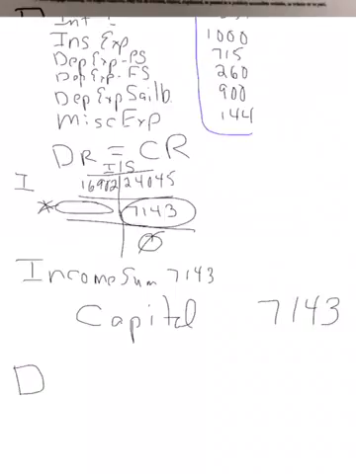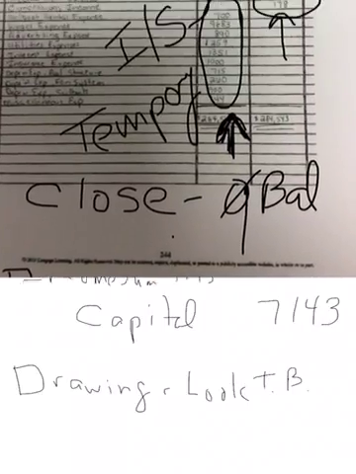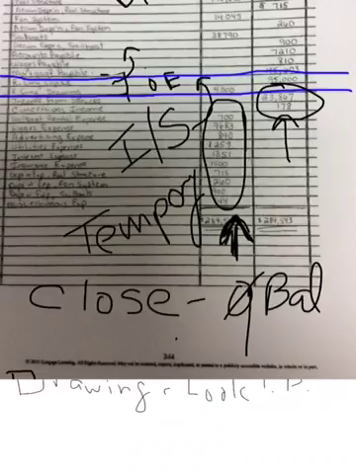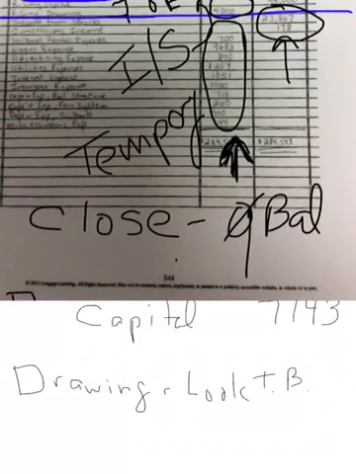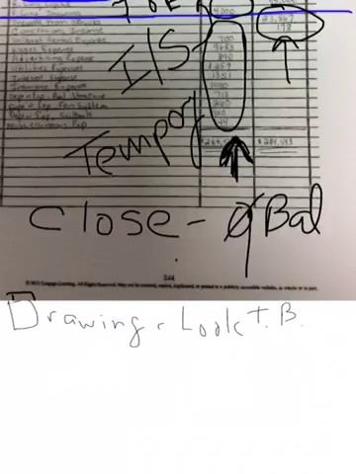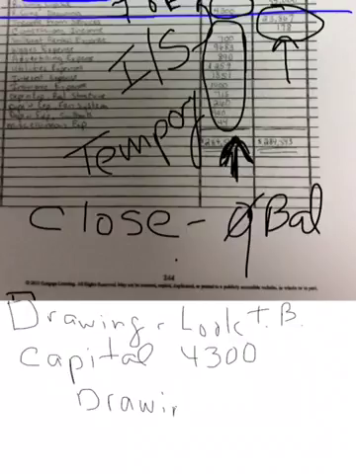The next one we have is D. This is our drawing account. So what we are going to have to do for this is look at that trial balance again. If we come up and look at the trial balance, what we find is that the drawing account currently has a $4,300 debit. What this means is that we need to actually credit this account. The account that we close drawing to is the capital account. So we will have capital for the $4,300. The other side of that will be the drawing account for the $4,300.